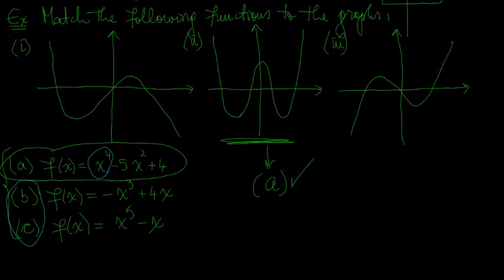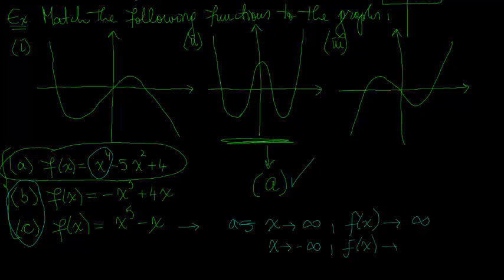So let's look at the end behavior, say, of the last one. As x goes to infinity, we're going to get that f of x will be infinity to the fifth, and that's infinity. And as x goes to negative infinity, I'm going to get that f of x is negative infinity to the fifth, which stays as negative infinity. So I'm looking at a graph that towards infinity shoots up, and towards negative infinity shoots down, and that's exactly what is going on here.